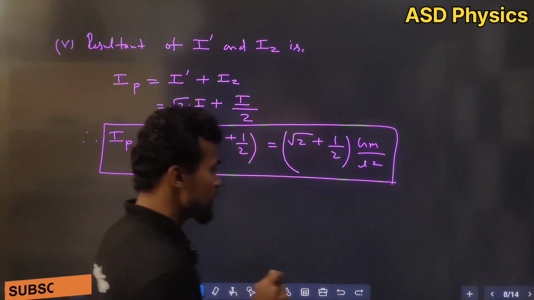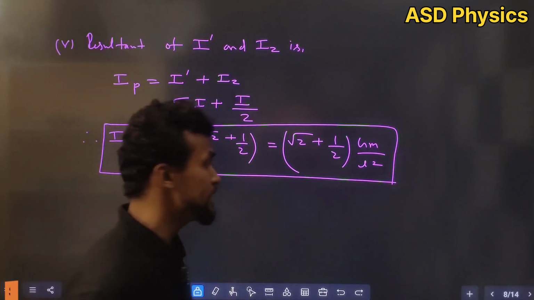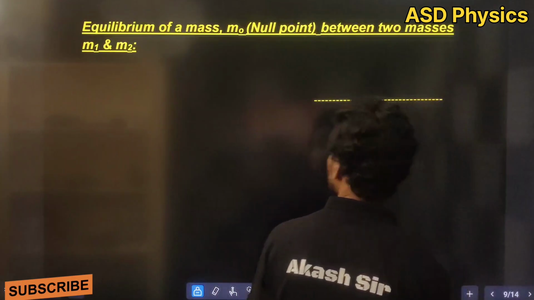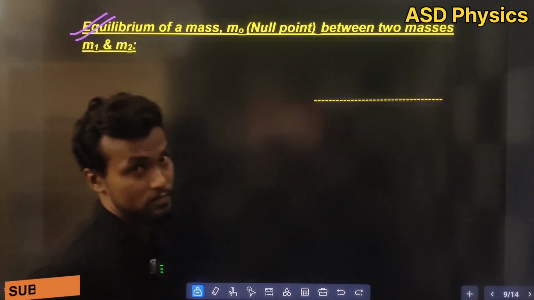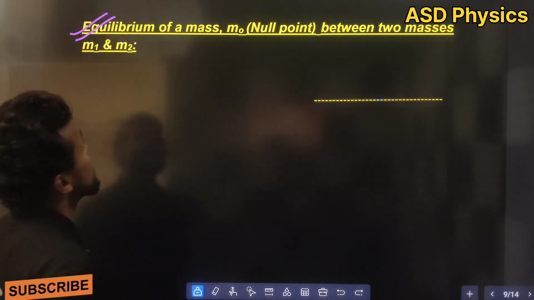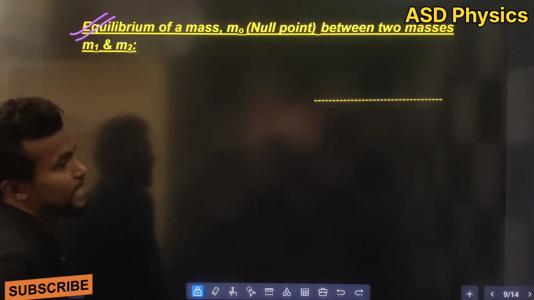Okay. So after seeing the cases and all that, students, we will see some equilibrium concepts. Let's see here please. Now students, see please, a very important concept. Even in 12th I have taught this recently. So see here please: equilibrium of a mass m0 or null point between two masses m1 and m2.